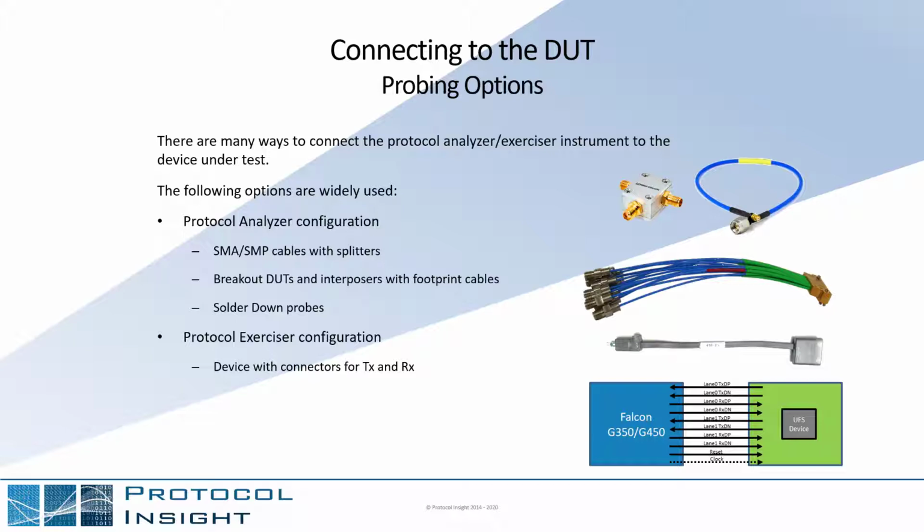To connect to the device under test, there are several different probing options available. You can use SMA or SMP cables with splitters to connect to your device if you have connectors on the board. You can also design your own breakout DUTs and interposers that will bring signals out using cables like this Ardent cable here. Or you can use solder down probes to solder down directly to individual traces on the circuit. If you're going to be using the instrument as an exerciser, you would configure the exerciser as one end of the link with your device under test on the other side, and you will use SMA or SMP cables to connect the two.